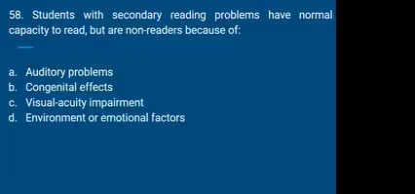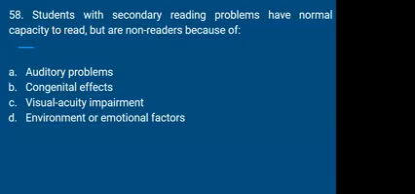58. Students with secondary reading problems have normal capacity to read, but are non-readers because of blank. Again, students with secondary reading problems, okay, have normal capacity to read, but are non-readers because of blank. Ano yung cause? Is it A, auditory problems? Letter B, congenital effects? Letter C, visual acuity impairment? Or letter D, environment or emotional factors?